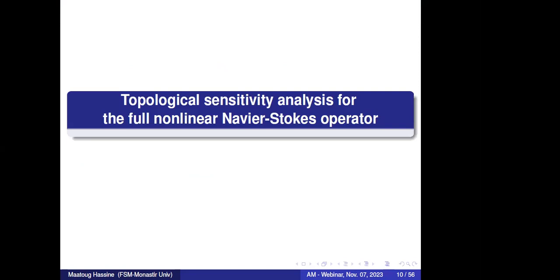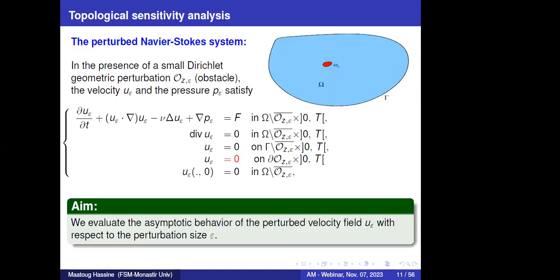For the topological sensitivity analysis of the full nonlinear Navier-Stokes equation, we will study the variation of the velocity field with respect to the presence of small obstacles inside the fluid flow domain. The perturbed velocity and pressure fields satisfy this perturbed Navier-Stokes system. Our aim in the first part of this section is to evaluate the asymptotic behavior of the perturbed velocity field with respect to the perturbation size.